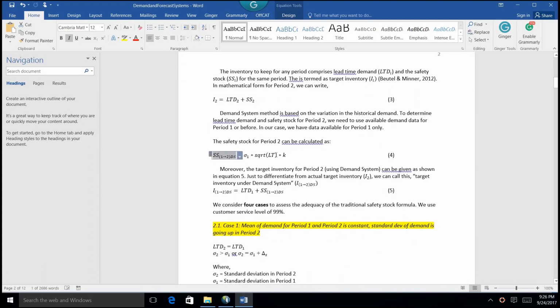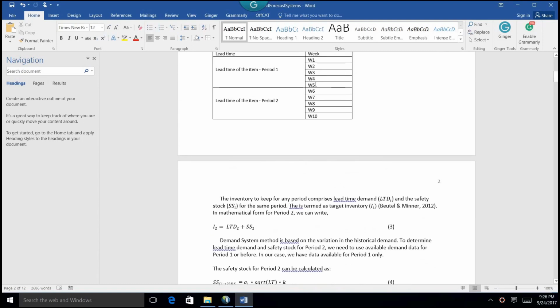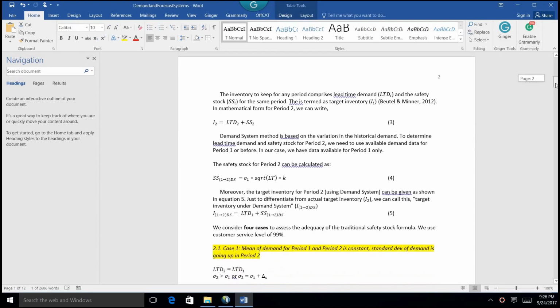So I'm rewriting this safety stock formula here. I'm using 1 arrow 2 because we are trying to calculate safety stock for period 2 while we are still in period 1. We assume that we are sitting at the end of week 5 and we are trying to calculate the safety stock for period 2.